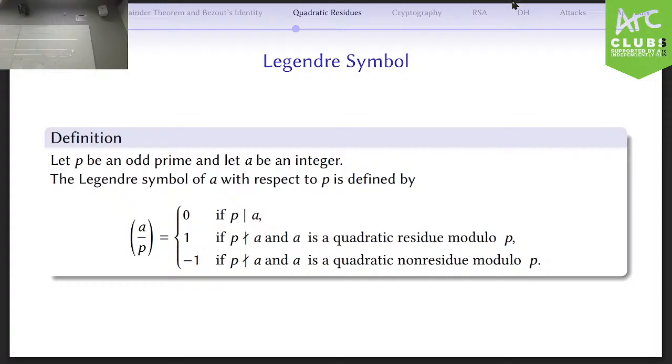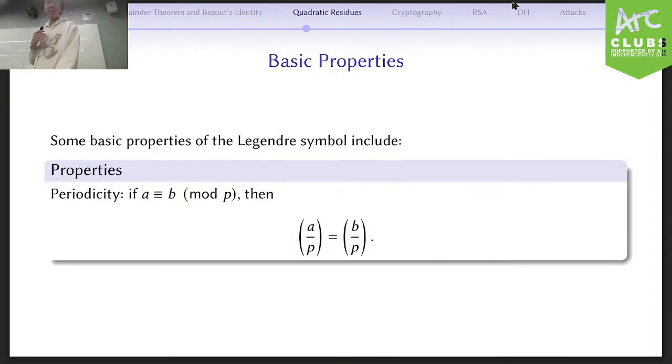The Legendre symbol of a with respect to p, from here on I'll pronounce it a on p, is defined by: a on p is equal to 0 if p divides a, 1 if a is a quadratic residue mod p, and minus 1 if it's not. So it's just an identifier symbol to check if a is a quadratic residue mod p, and that's about it for the function itself. The reason it's interesting is that it shows up in a lot of other theorems.